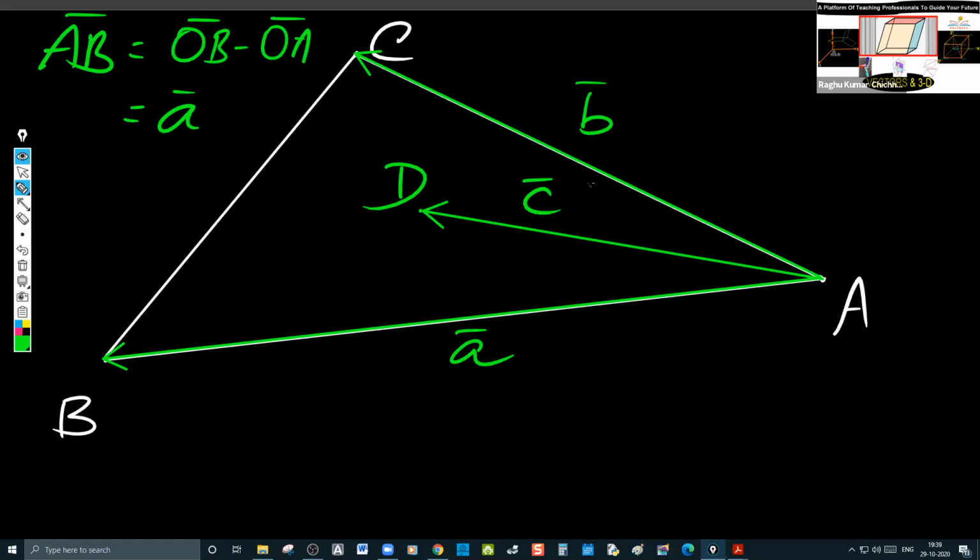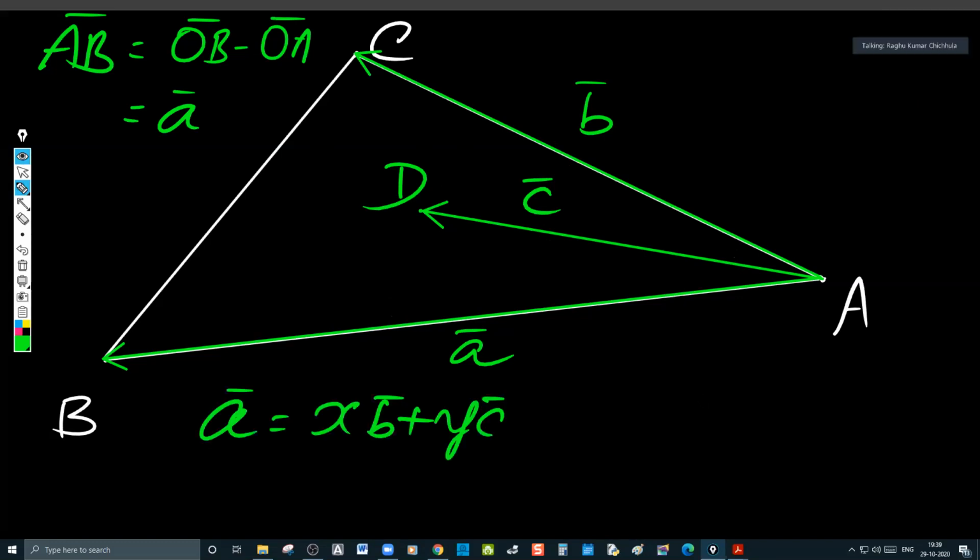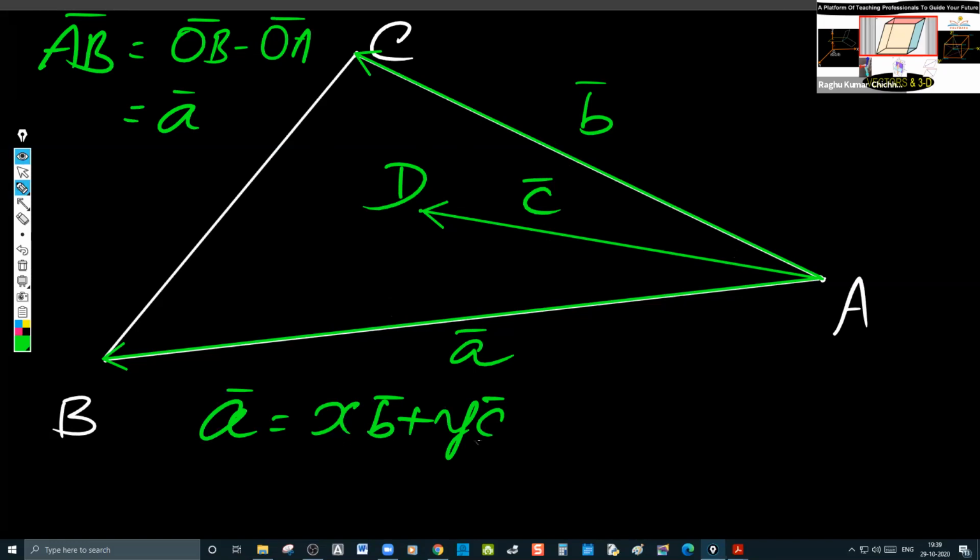Remember that. If these 3 vectors are coplanar, then definitely there exists a linear relation between them such that A bar is equal to XB bar plus YC bar. What I mean to say, if a linear relation is existing, x, y are scalars, of course. x, y belong to scalars. Non-zero scalars.